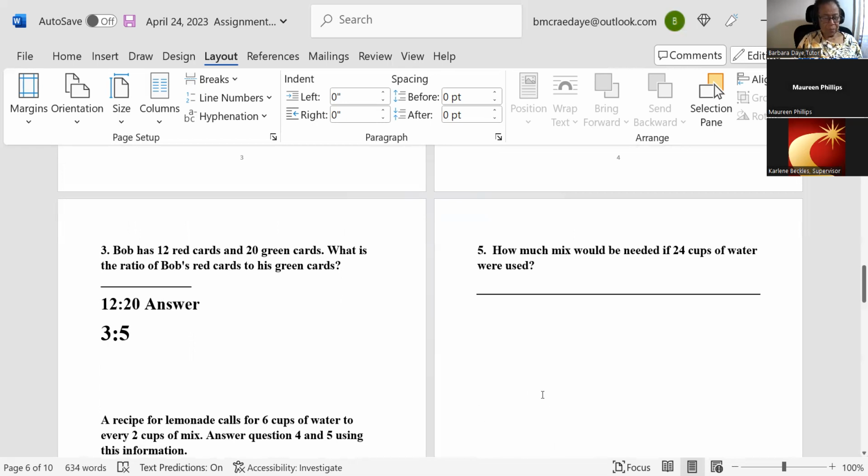I would say 24 cups to 6 water. You would say what? You want to know how much mix, right? Let me see. Okay. How much mix would be needed if 24 cups of water are used? So you're looking for how much mix. But you were given 6. Okay, let's just write 6 cups of water to every 2 cups of mix. Yes, 2 cups of mix.